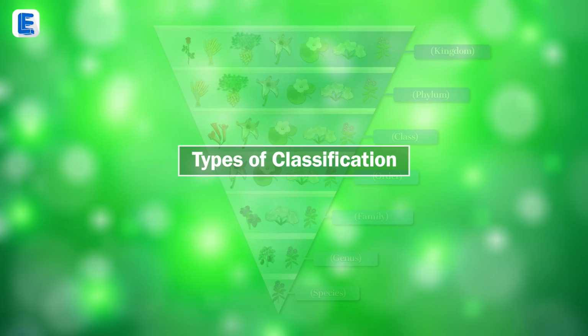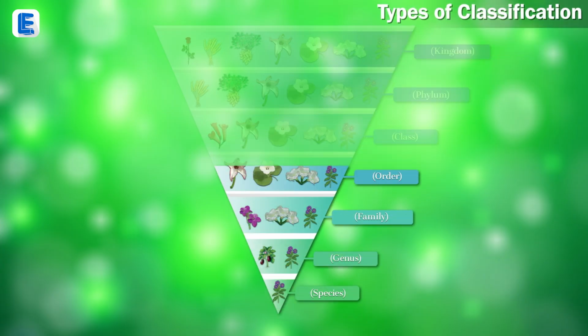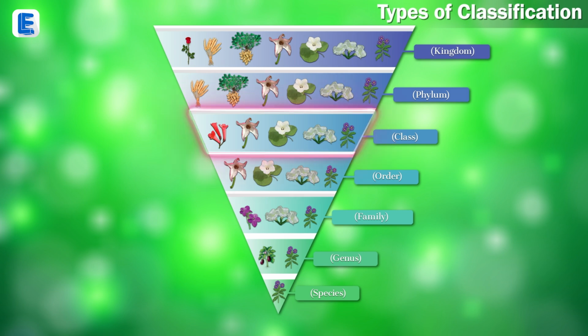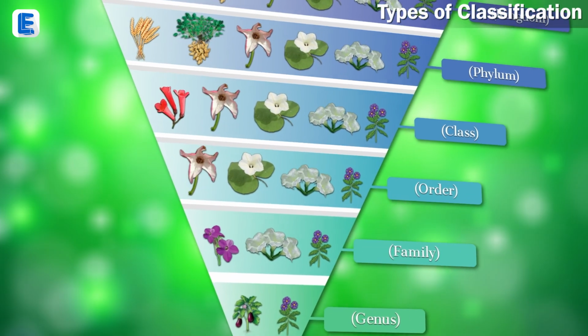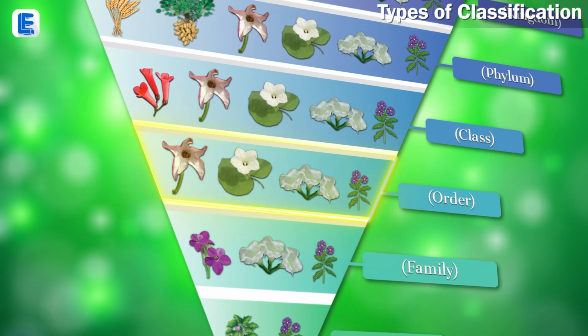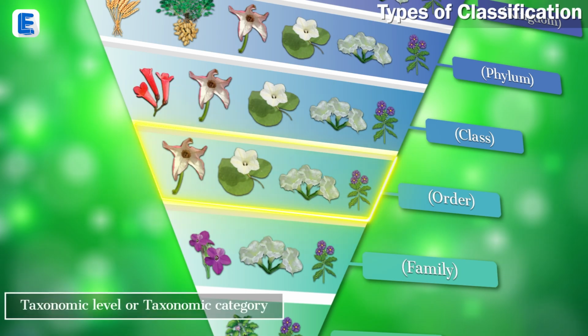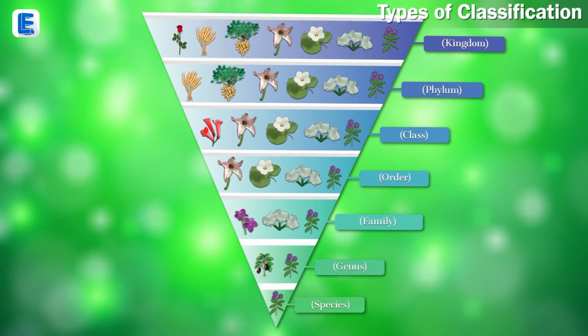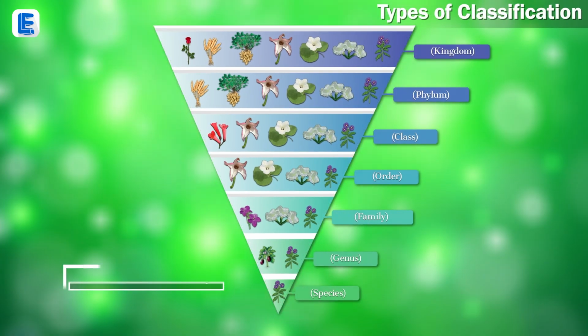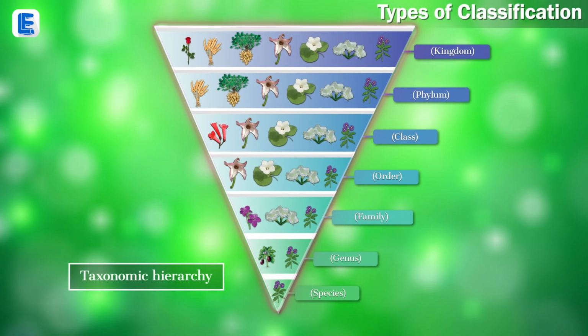Taxonomic hierarchy. In classification, there are steps according to a hierarchical order. Each step represents a level or category. Since each category is a part of the entire classification hierarchy, it is called a taxonomic level or taxonomic category. All the taxonomic categories together are called the taxonomic hierarchy.